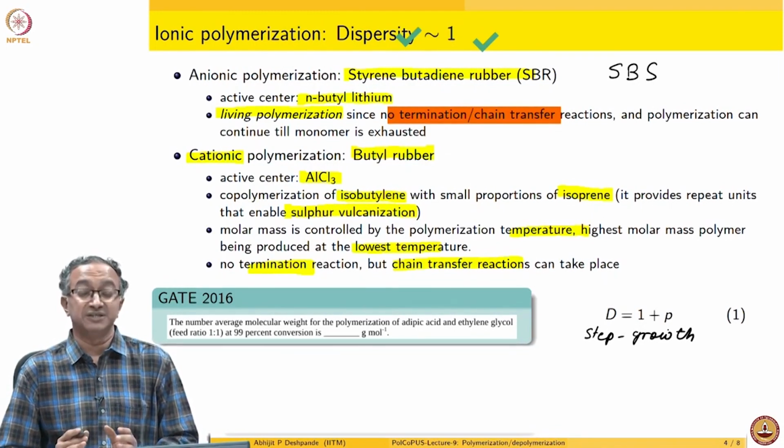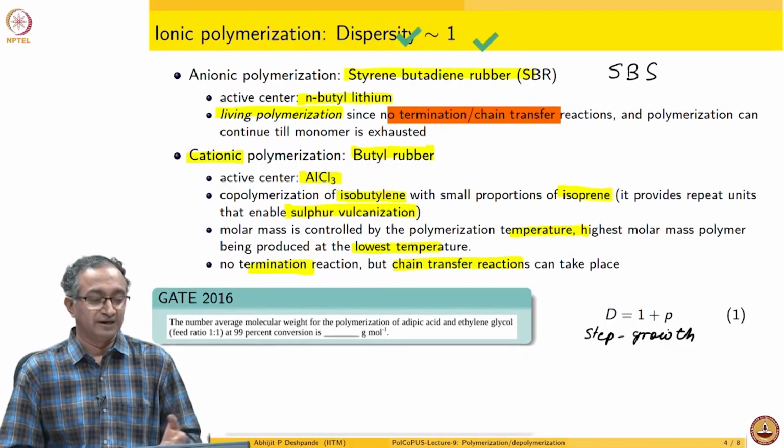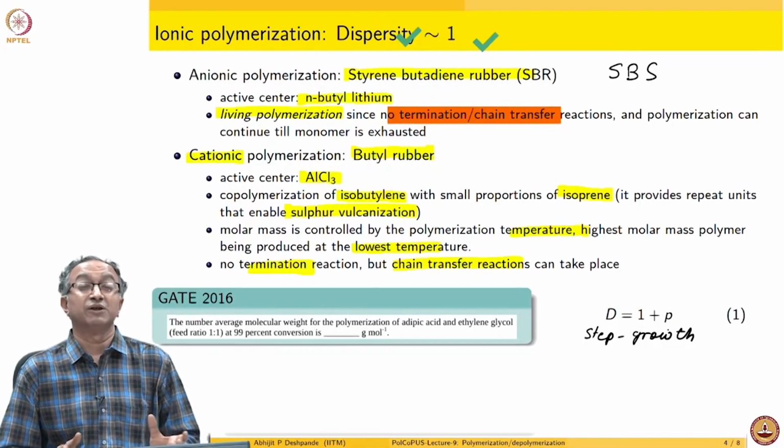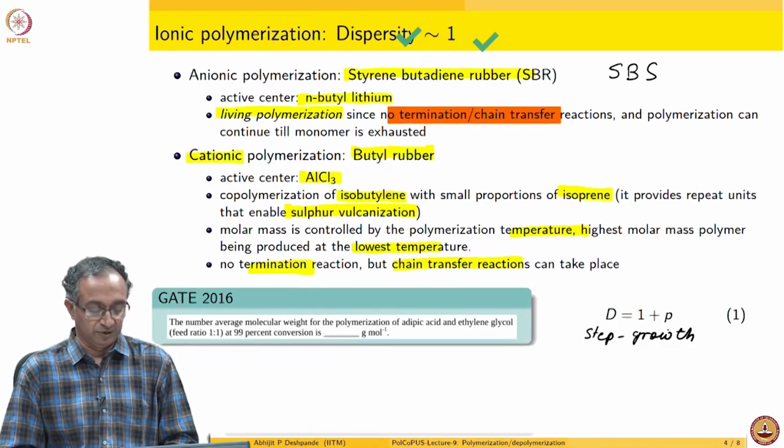So therefore, the dispersity in step growth polymerization is always going to be closer to 2, while in ionic polymerization you can get very close to 1. And so this is one of the advantages of an ionic polymerization.